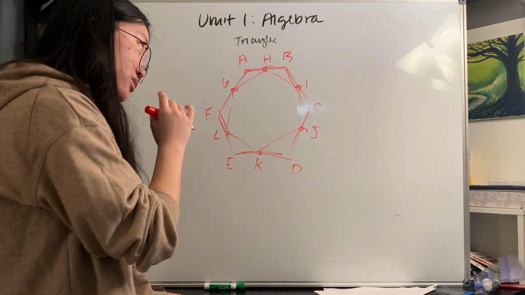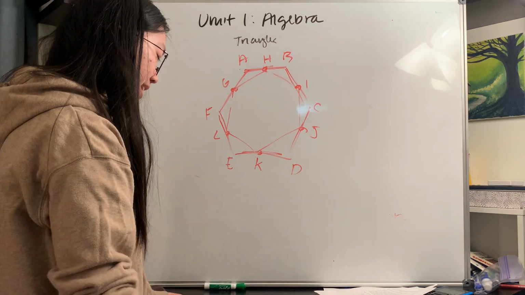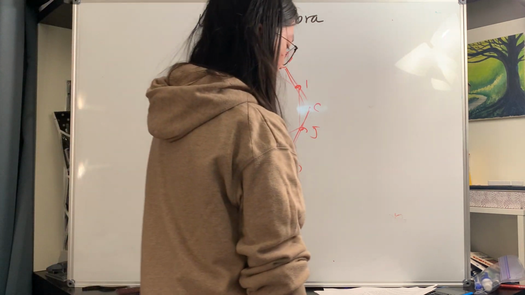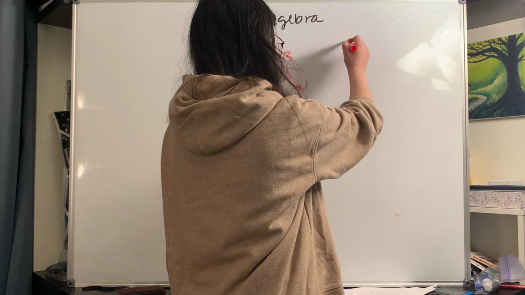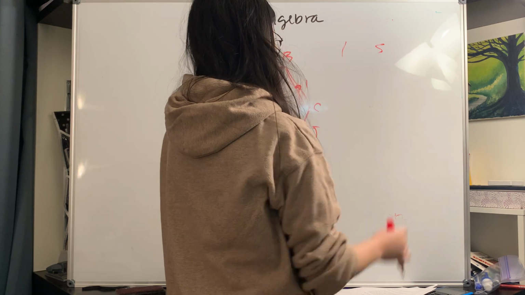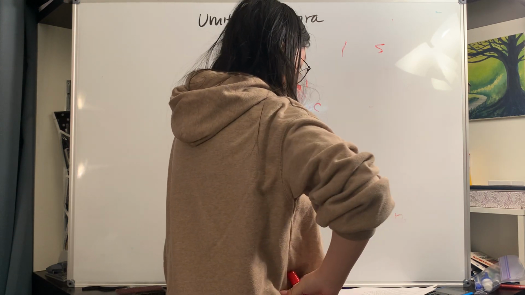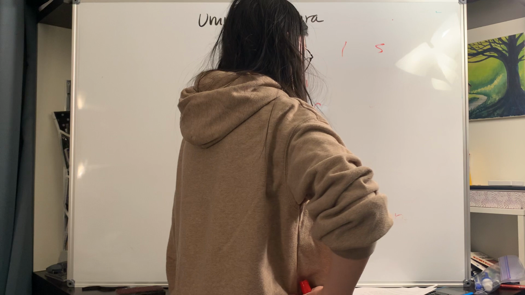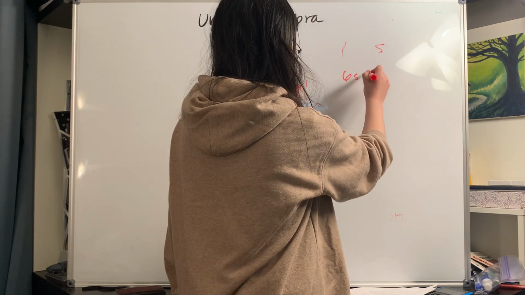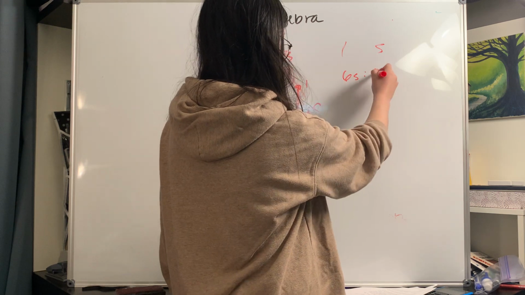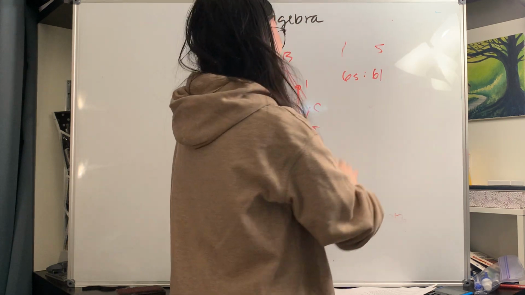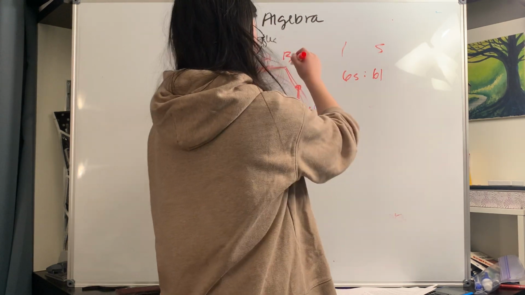Because we know that this is a regular hexagon, all the side lengths are equal. Let's call the side length of the larger hexagon L, and the side length of the smaller hexagon S. We want to find the ratio of the perimeter of the small hexagon to the perimeter of the large hexagon. The perimeter of the small hexagon is 6 sides, so it's 6S, to the perimeter of the large hexagon, which is 6L. Remember, S represents small, L represents large, and both variables represent the length of these sides.